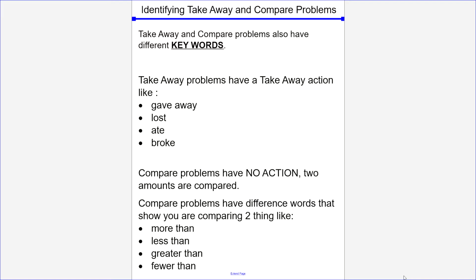Compare problems, however, do not have a takeaway action. They don't have any action at all because the two amounts are compared. Compare problems have difference words that show you are comparing two things. Difference words are words like more than or less than, greater than or fewer than, words that show you're comparing two things.